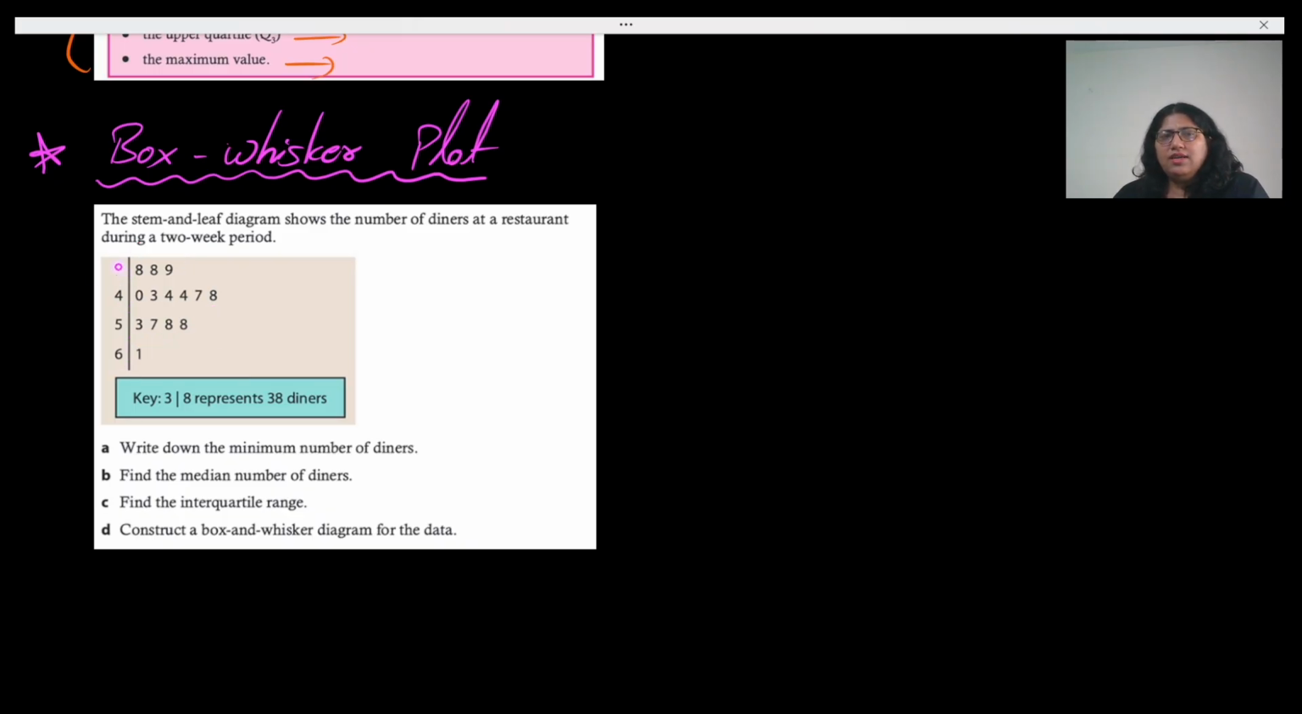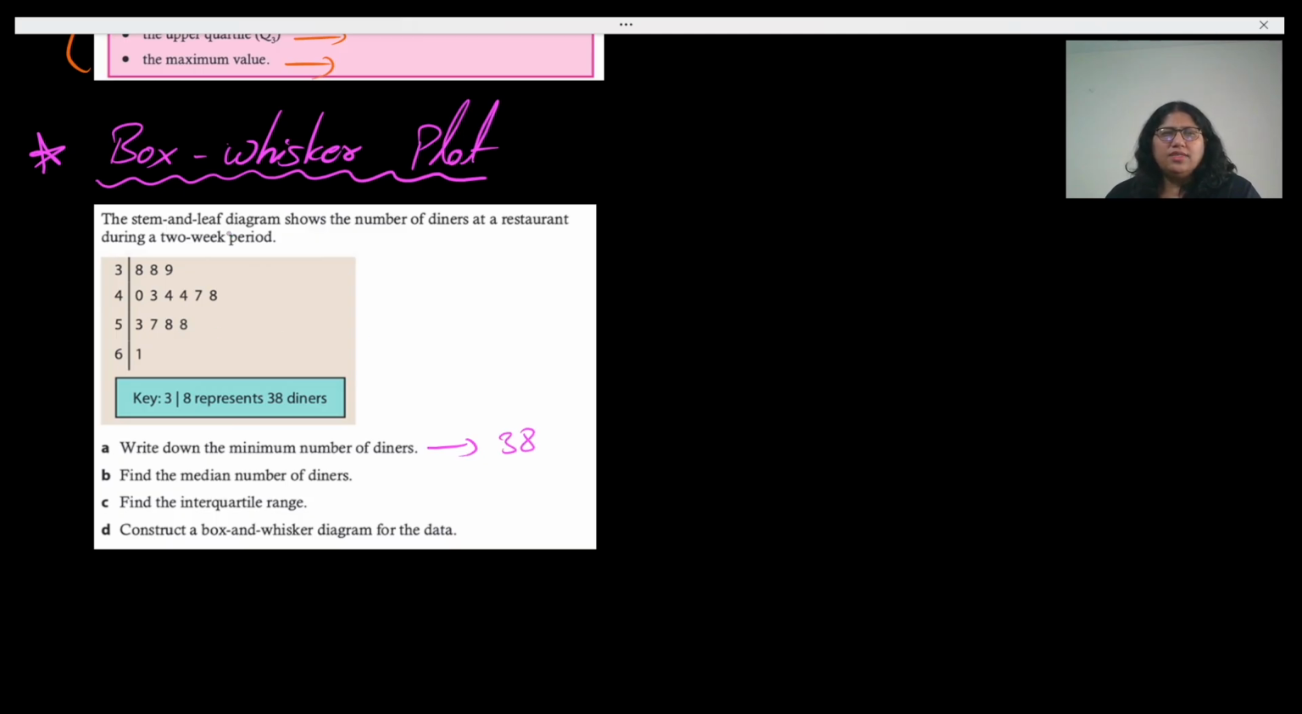So you can see the data is already arranged in ascending order. This is ungrouped data, but you don't need to arrange it in ascending order because the stem leaf diagram already represents data in ascending order. Now, what is the minimum value when you see the first value when you start? You can see that it is 38.